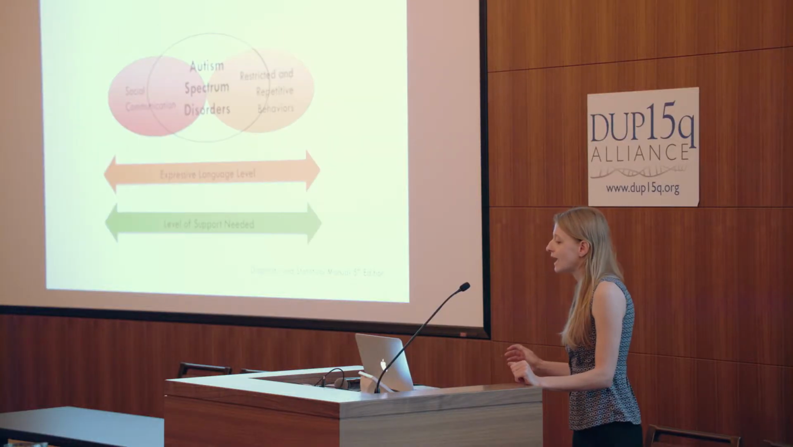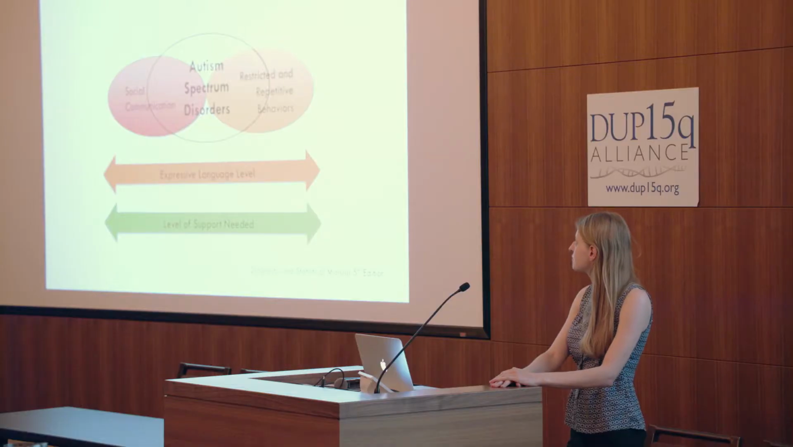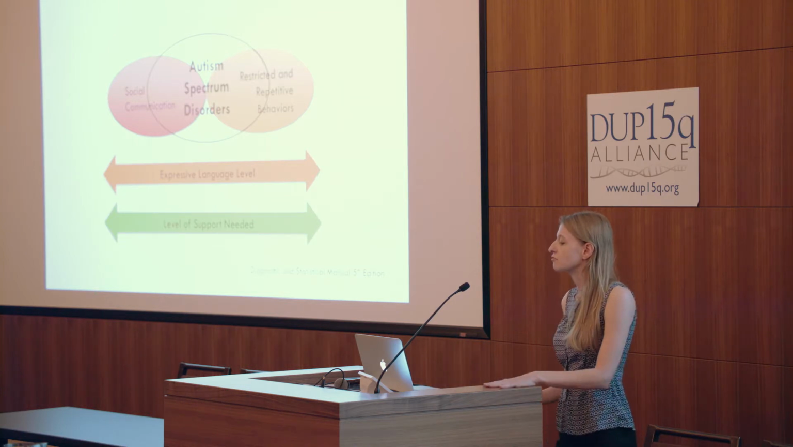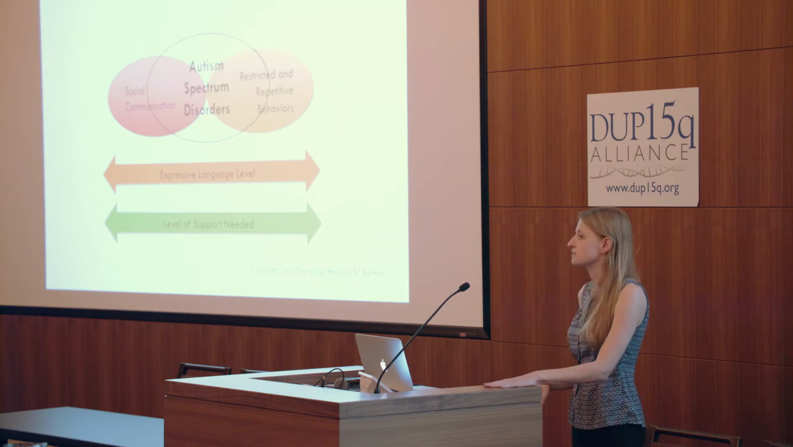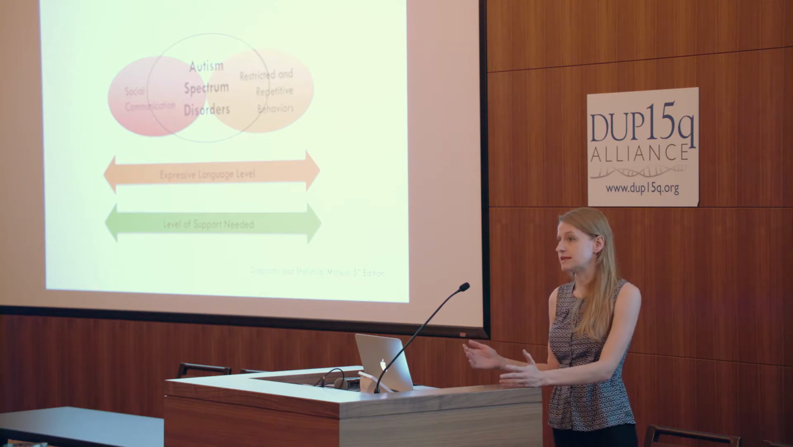In terms of how we actually measure and define ASD, it's defined by 2 core areas now. We don't have 3 core areas anymore. The first is impairments in social communication skills, and the second is the presence of restricted and repetitive patterns of behavior. And then we can further define that in terms of a child's expressive language skill and the level of support that's needed, which we can think of as kind of a severity level.